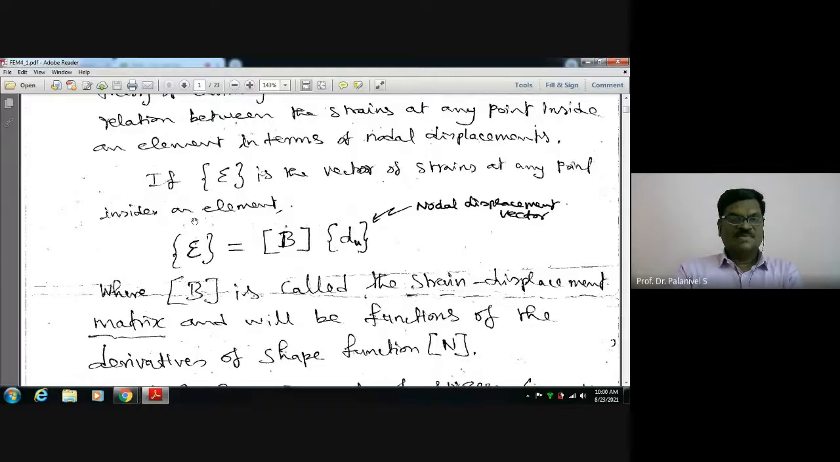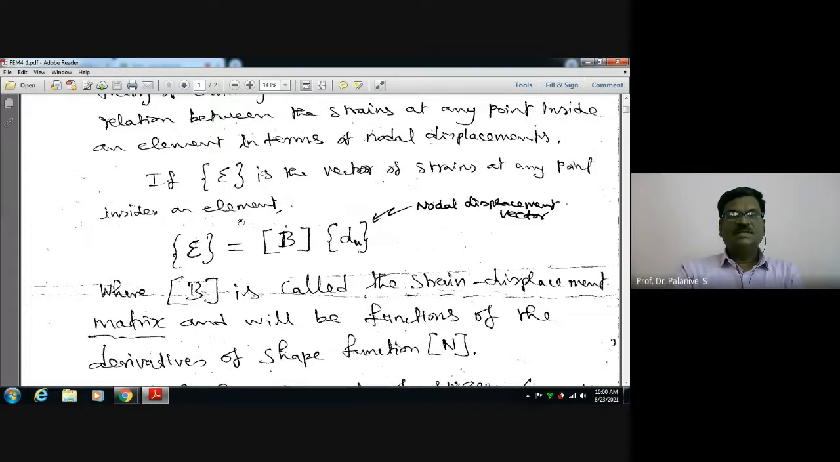That is called strain, or change per unit length is called strain. How do you obtain strain? Once the displacement is known to you, you have to differentiate it. You have to obtain the derivative of it. So ∂u/∂x is the strain epsilon.